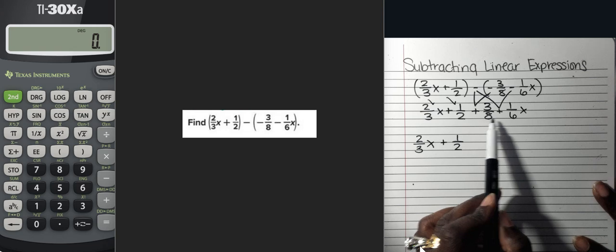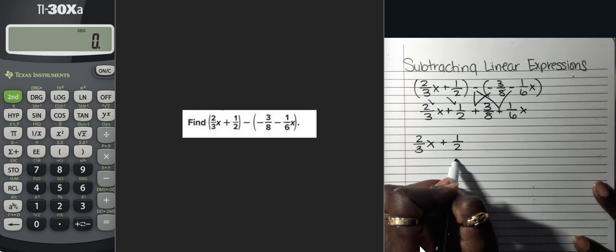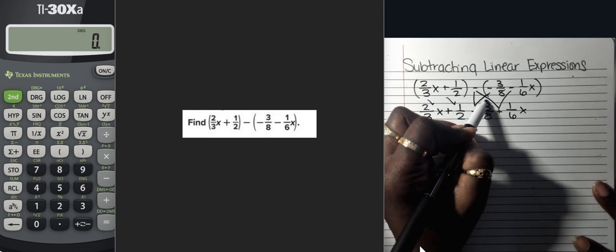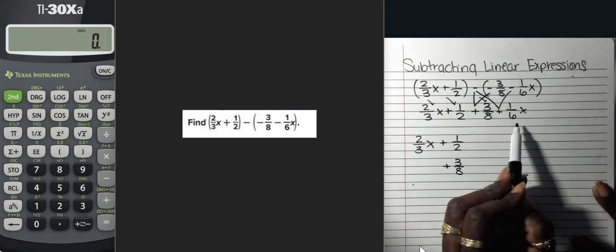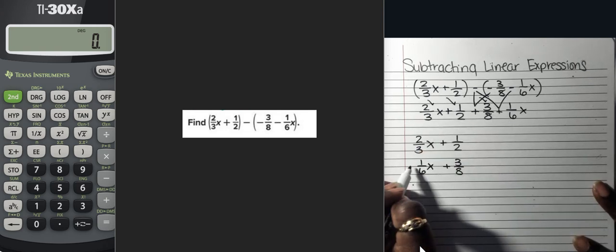And then we need to figure out where these two terms go. Okay. So we have 3/8. That's going to go under the constant. So that's 3/8, and that was a positive in front of that. So this is taken care of. And then we have 1/6 x. Okay, so that goes under the x values. And this is also a positive as well.